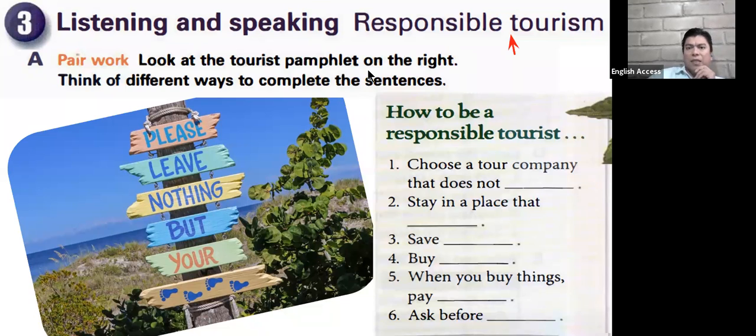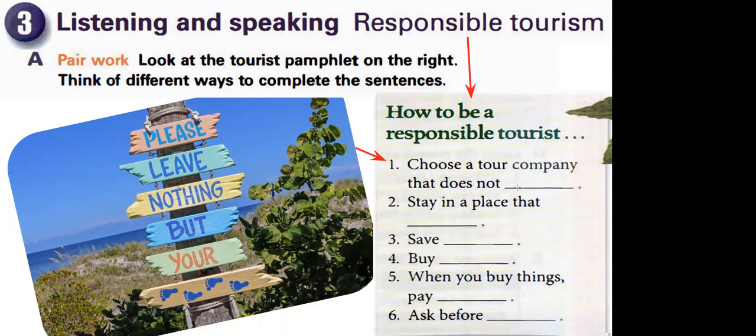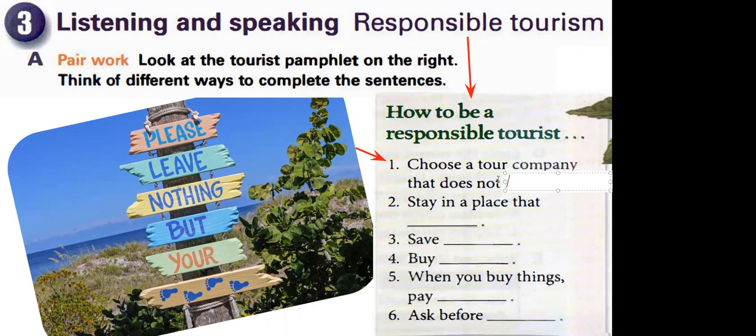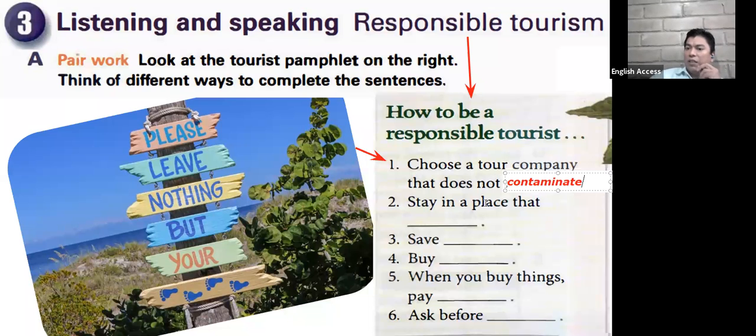No ideas. Let's begin by trying to complete this pamphlet. How to be a responsible tourist. Okay, we have here number 1. Choose a tour company that does not what? How can we complete that? Does not what? Contaminate. Okay, sounds good. Number 2. Stay in a place that what?